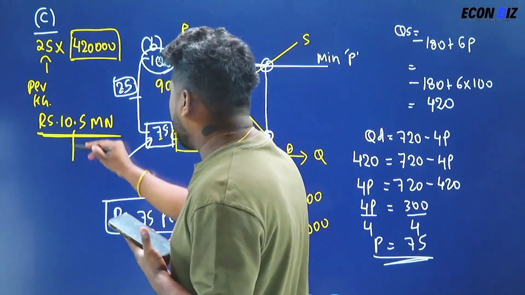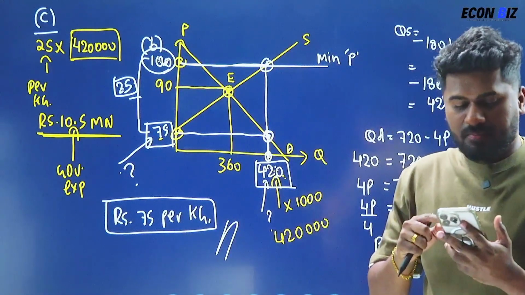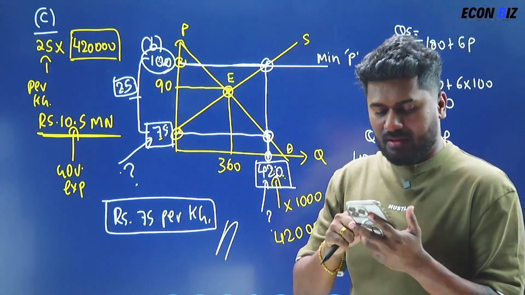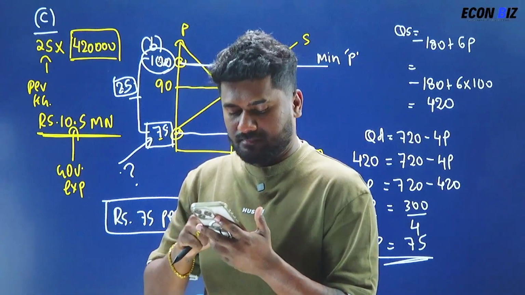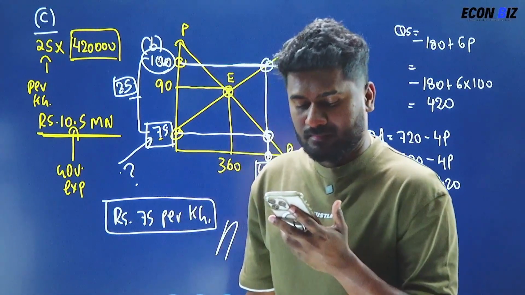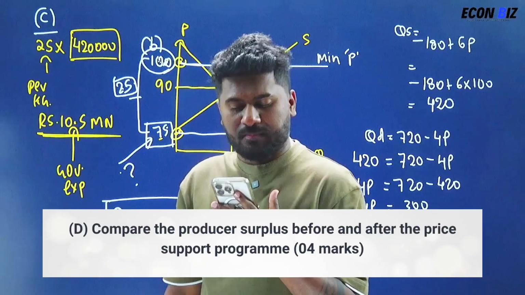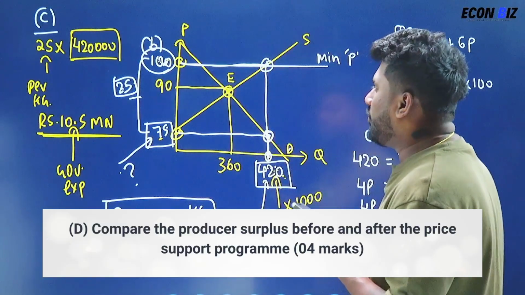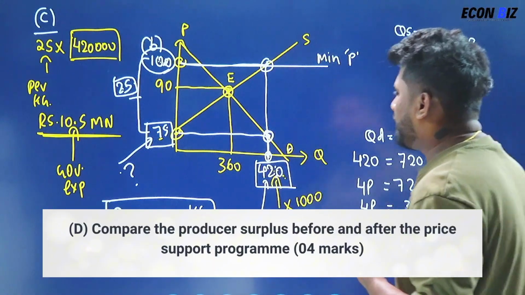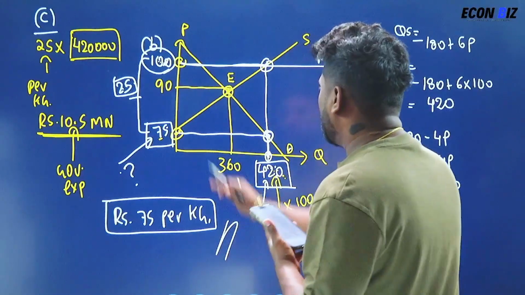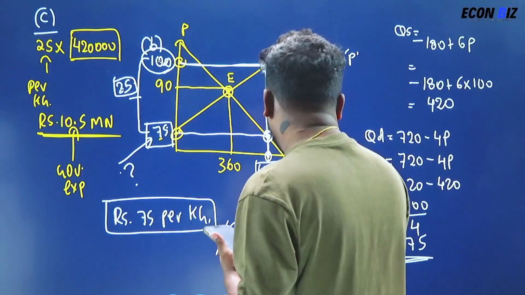So this is the government expenditure. Okay. So that is part C. So let's go to the final part, part D. Compare the producer surplus before and after the price support program. Right. So through this figure, let's find out that one.